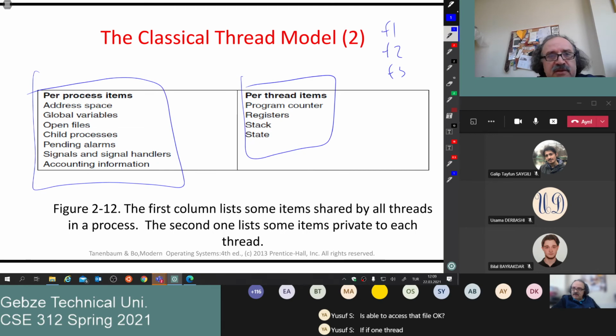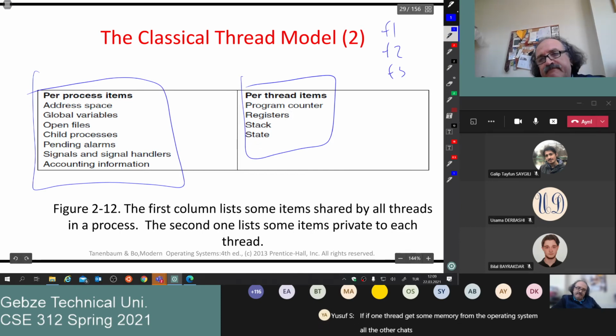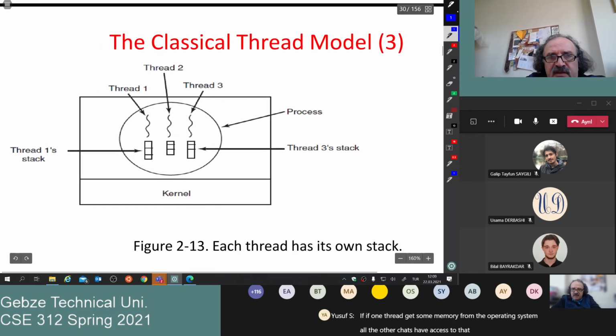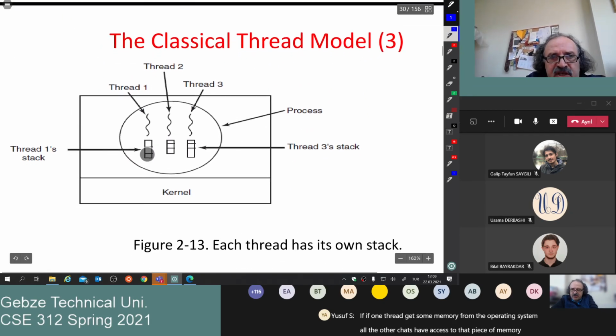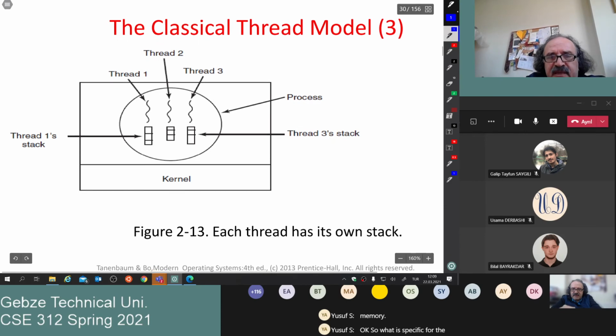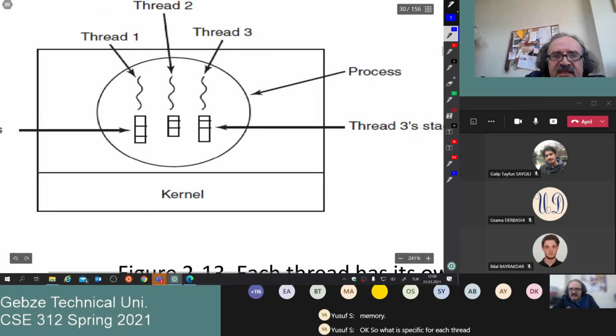Okay, good. So when you look at the process table, many things are shared between the threads other than these. Okay, I think this picture is good. So these are the stacks for each thread. Number 1, the stack space for thread number 1. Thread number 2 stack space, and thread number 3 stack space. You understand? And these are my globals, and globals are shared.